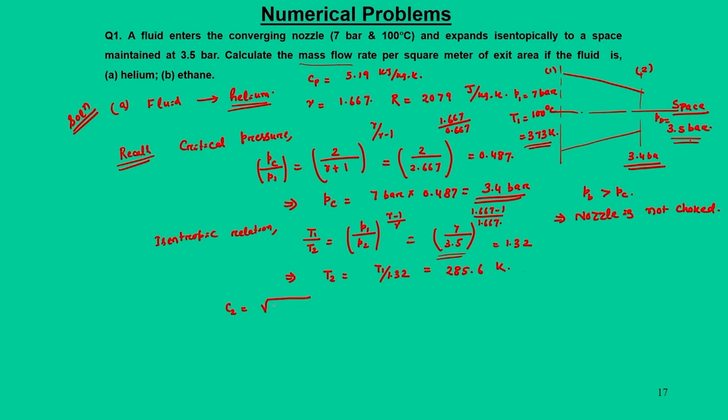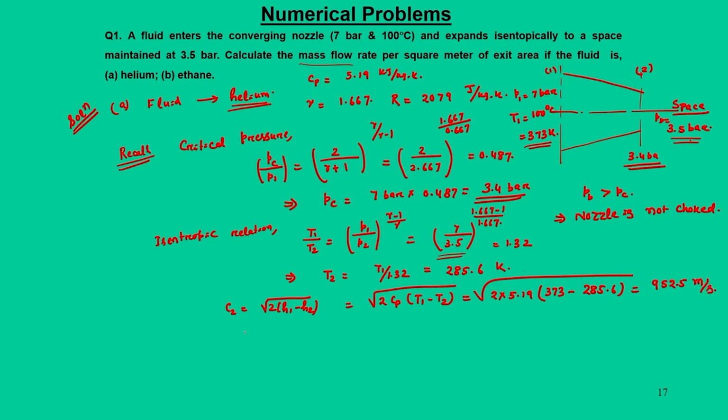So, once we know this T2, we can find out C2, which is square root of 2 times (H1 minus H2), that is square root of 2 Cp times (T1 minus T2). So, we know Cp, that is square root of 2 into 5.19, T1 is 373 minus T2 is 285.6. So, C2 we can find out as 952.5 meter per second.